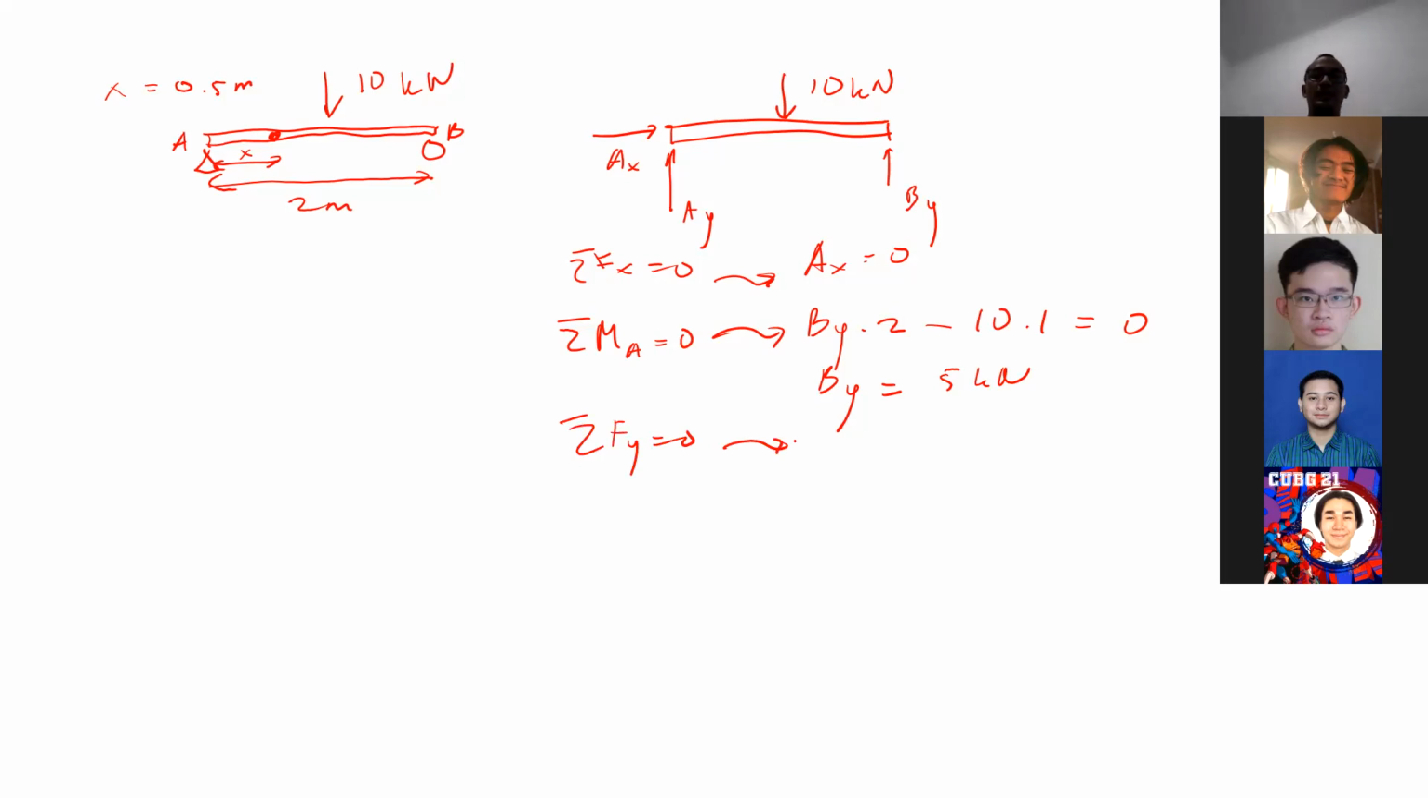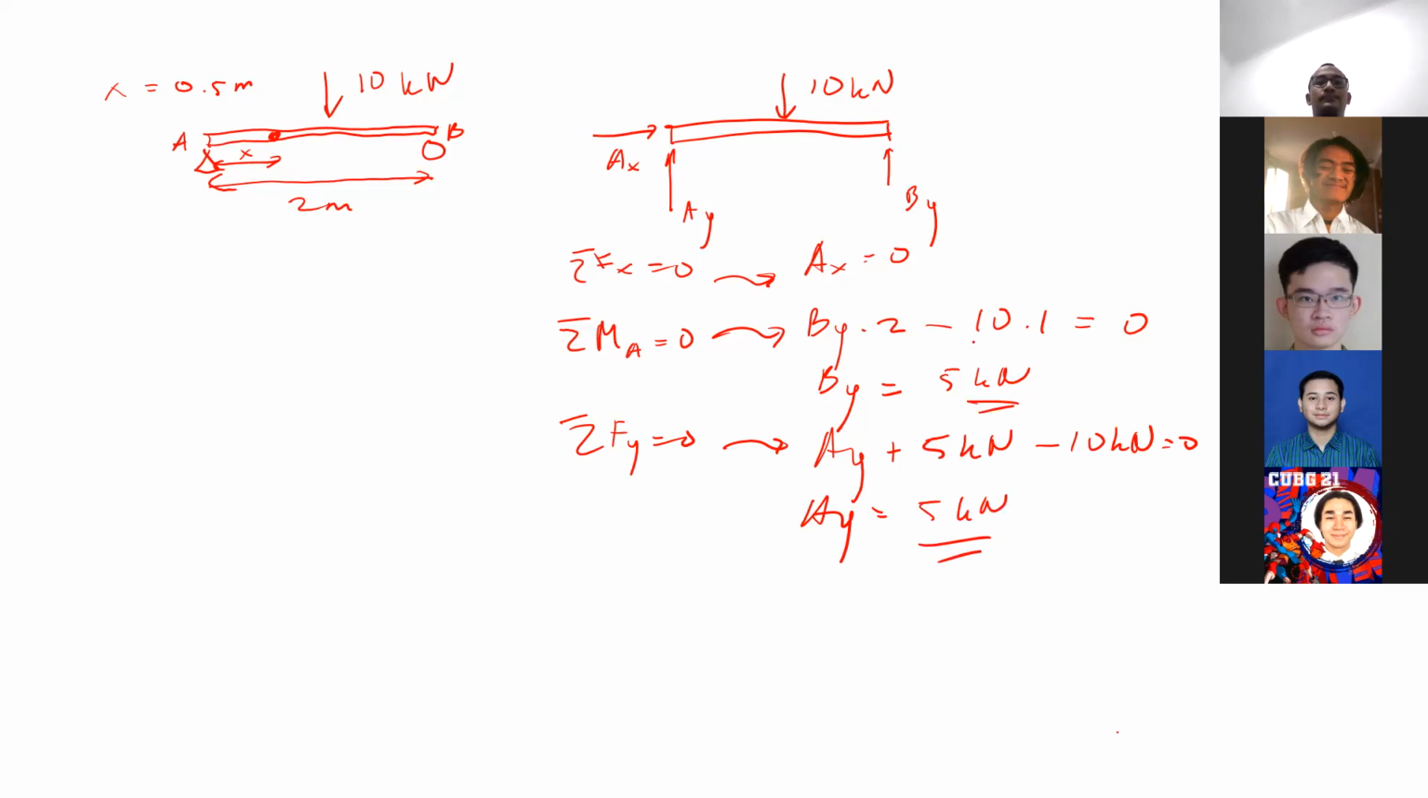Okay. It's quite simple. So Ay plus By, where By is known to have value of 5 kilonewton. So I will put it 5 kilonewton minus 10 kilonewton equal to 0. So Ay here we will have value equal to 5 kilonewton. Okay, so now we solve the external forces, and then what is the next thing that we're supposed to do, Mario?